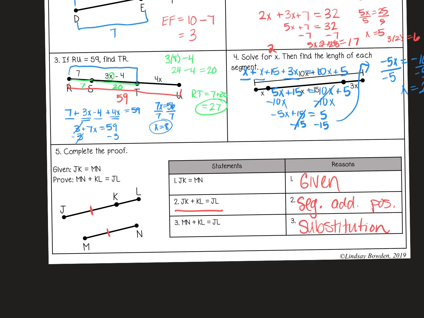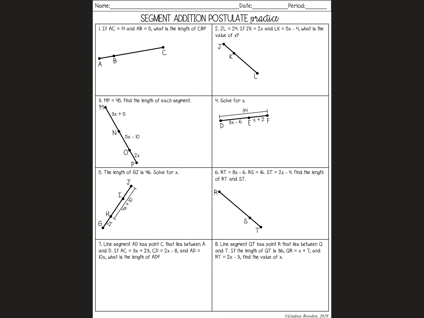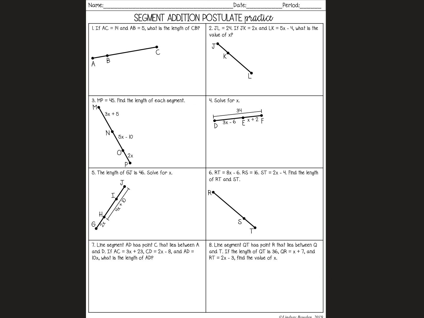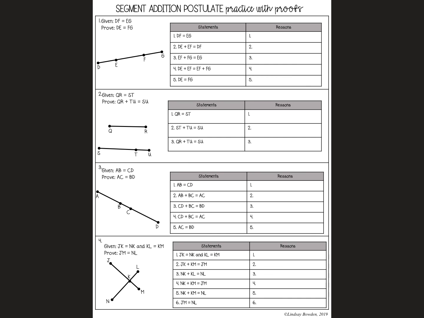For most of these on the next page, which is practice for you guys, I think the next 2 pages, these first 8 are just like the algebra ones, just like the first examples we did. 1 through 8 here, and then these last ones are just like the proofs that we did. So your reasons for these are going to be either given, segment addition. You can have some transitive or subtraction, but for the most part, you're using segment addition and substitution. So try and figure out how they got those.